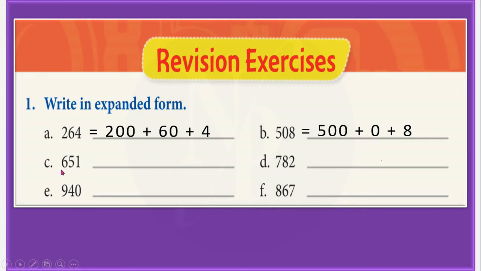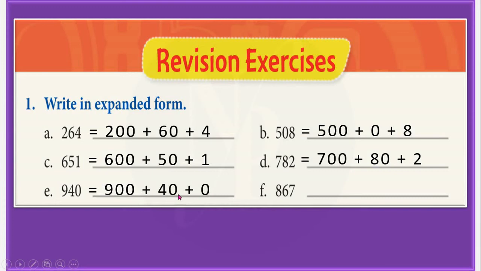Coming to C, 651. Expanded form is 600 plus 50 plus 1. D, 782. Expanded form is 700 plus 80 plus 2. E, 940. Expanded form is 900 plus 40 plus 0. There is 0 in ones place. F, 867. Expanded form is 800 plus 60 plus 7.